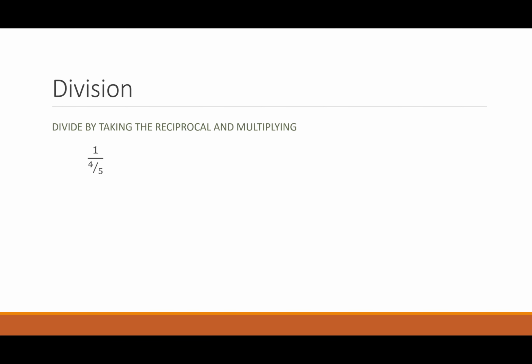If we start with our numeric example, 1 over 4 over 5 is the same as 1 divided by 4 over 5. In order to calculate this, we simply say that's 1 times the reciprocal of this, which is 5 over 4, and you're left with 5 over 4. In the same way, let's look at division of algebraic fractions. 1 over a over b is the same as 1 divided by a over b, which is 1 times b over a, which is just b over a.